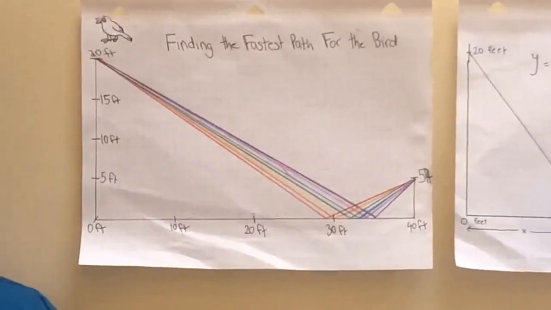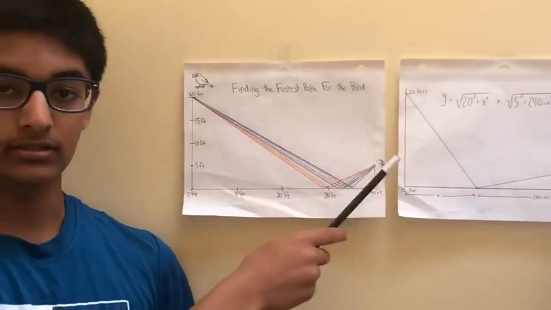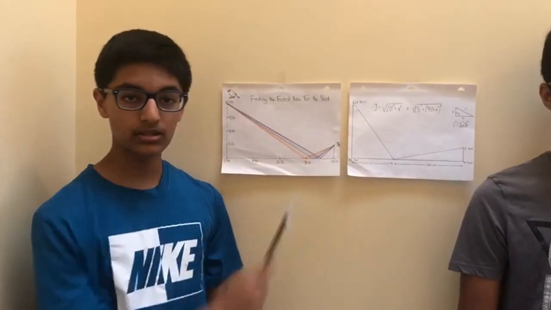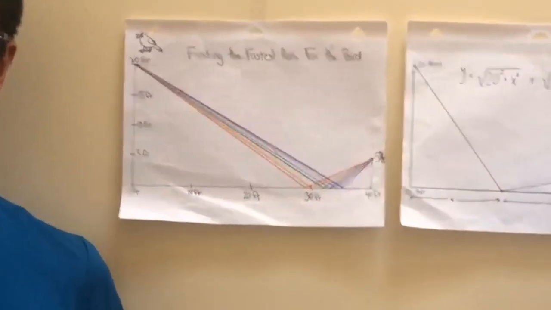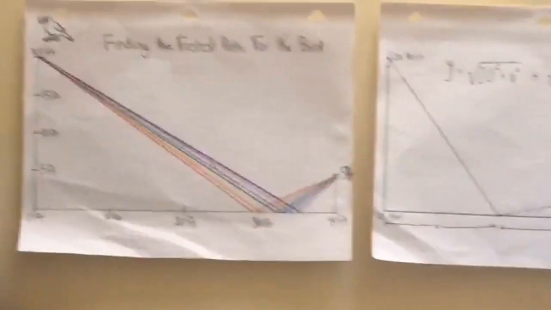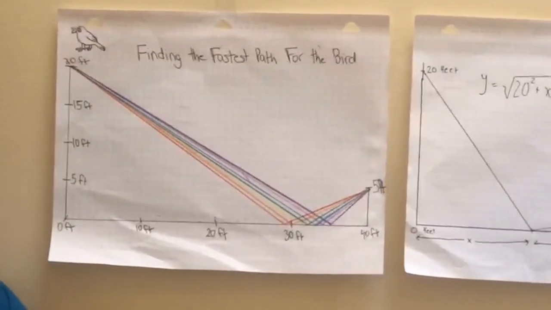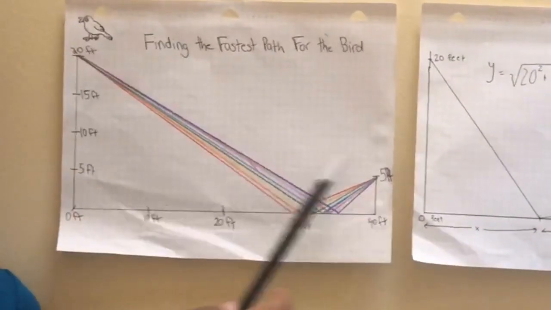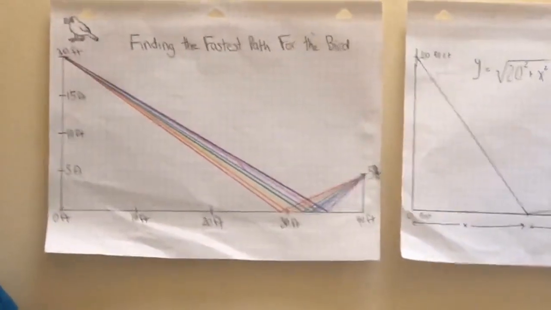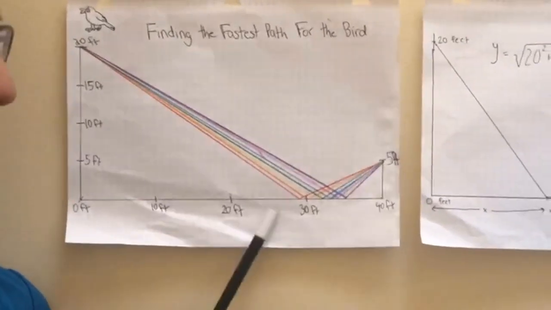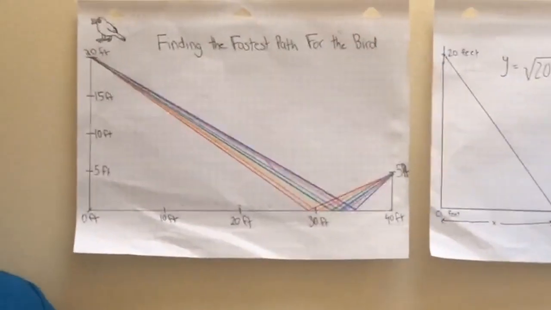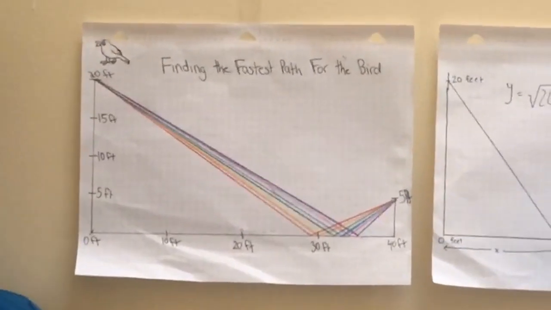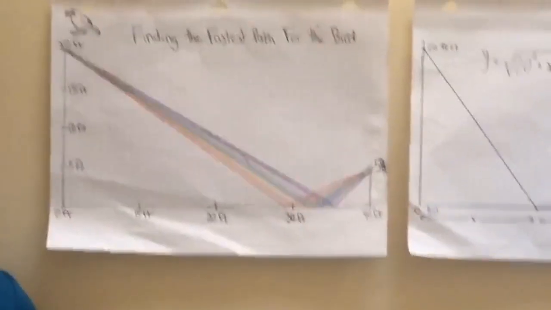As you can see, the bird can take many paths, but the bird wants to take the fastest path. There are infinite paths, so how do we find the shortest? Of course, the shortest path would be a straight line from the tree to the fence. But you have to remember the bird wants to get the food and then go sit on the fence. You could measure all the lengths with the ruler, but there are so many.